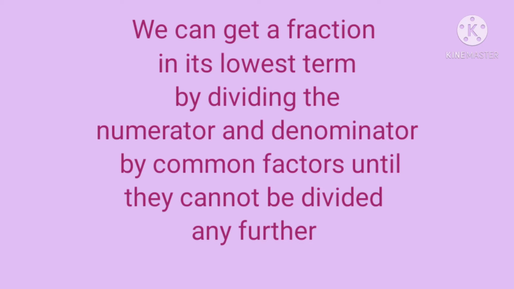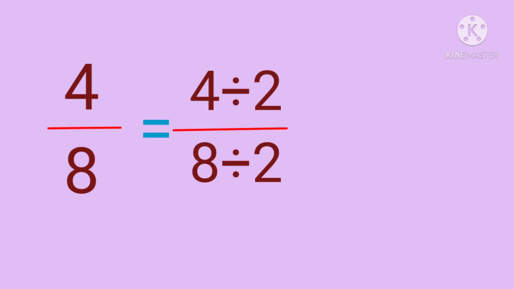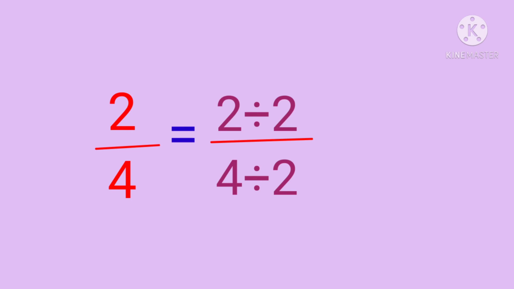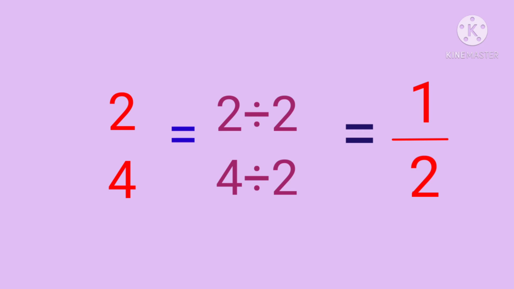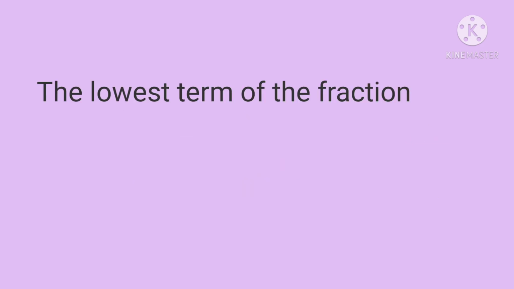For example, 4 by 8. Yes, 2 is a common factor of 4 and 8. So, divide numerator and denominator by 2. We have 4 divided by 2 by 8 divided by 2, which is equal to 2 by 4. Again, 2 is a common factor of 2 and 4. So, dividing the numerator and denominator again by 2, we have 2 divided by 2 by 4 divided by 2, which is equal to 1 by 2. As 1 by 2 cannot be divided any further, the lowest term of the fraction 4 by 8 is equal to 1 by 2.